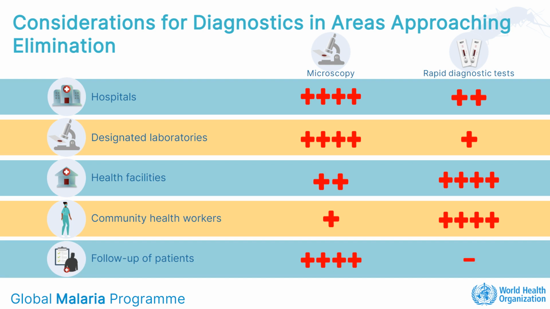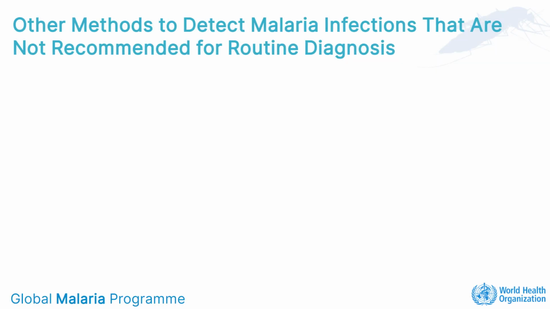Finally, only microscopy can be used to follow up patients to ensure complete cure, because certain antigens detected by RDTs can persist up to 3 weeks after disappearance of the parasite from the human body. Both RDTs and microscopy must be supported by quality assurance programs. We will review the elements of the quality assurance program later. There are other methods capable of identifying malaria infections. None of these methods is yet recommended by WHO for routine diagnosis of malaria, but they are frequently used as part of research studies or evaluations under research protocols.